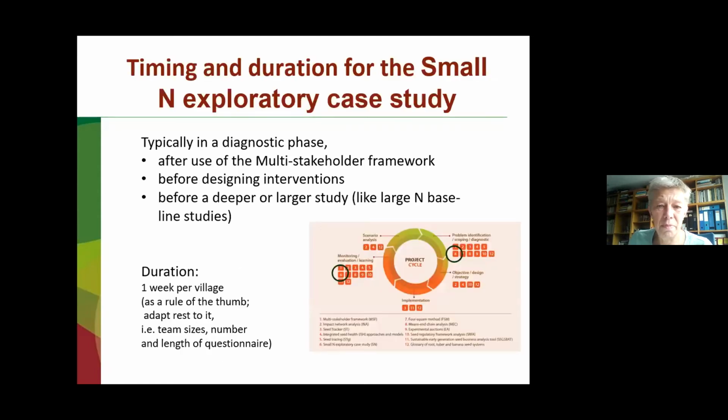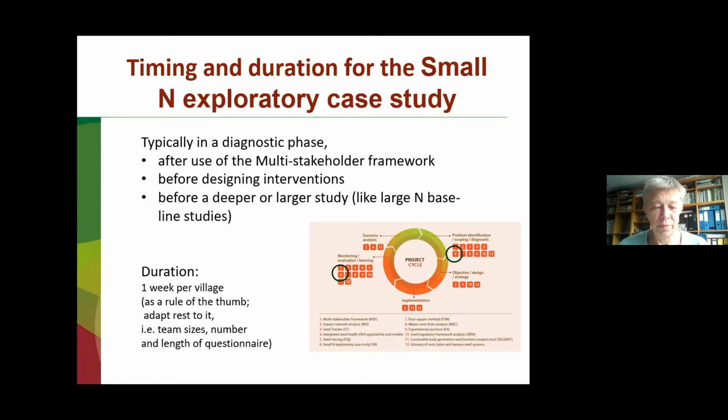Timing and duration. When to use the small and exploratory case study. When we're talking about a seed system intervention or project, then have a look at the typical figure on the right-hand side with the project cycle. And you can find that this tool is particularly suitable for the diagnostic phase, which is the black circle on the right side of the figure. For example, after having applied a multi-stakeholder framework and before you really design the project intervention that you are wanting to carry out. Or you can do it before you dive into a deeper or larger study that will take much more time, and is much more costly.